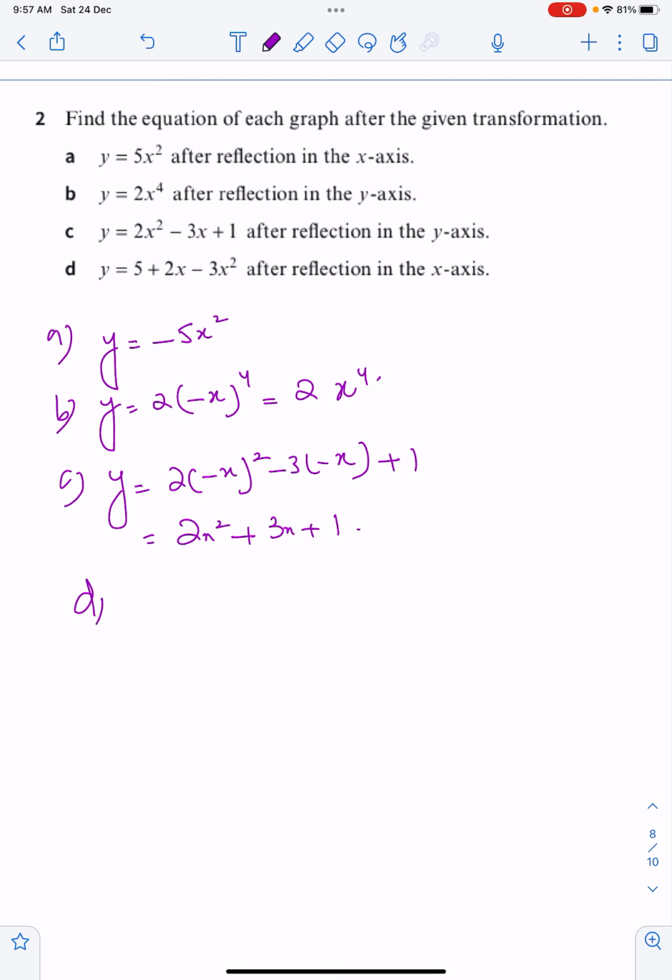The D part, reflection in the x-axis, change the sign of every single term. It's going to be y equals negative 5 minus 2x plus 3x squared. Or you can write it as 3x squared minus 2x minus 5. So these are the 4 questions done.